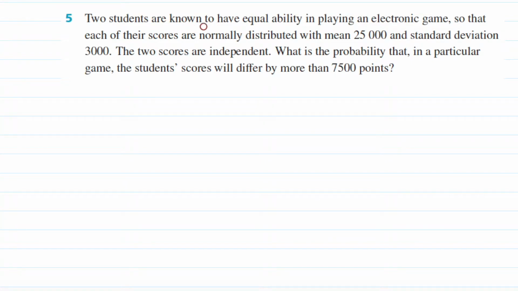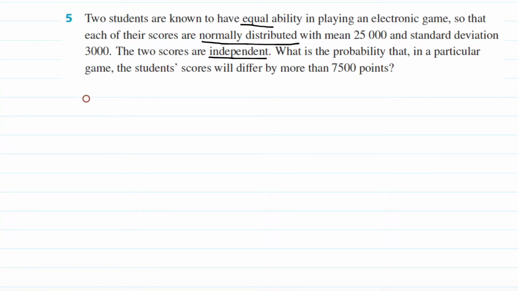You've got two students who have an equal ability in playing an electronic game, so keyword: equal ability, so that each of their scores are normally distributed, another key phrase, normally distributed, with a mean of 25,000 and standard deviation 3,000. So yeah, important numbers. The two scores are independent. That's also very important. Independent. What is the probability that in a particular game, the students' scores will differ by more than 7,500 points?